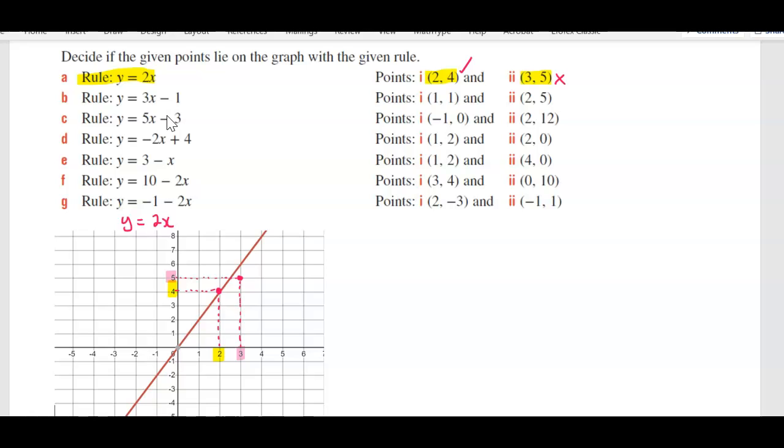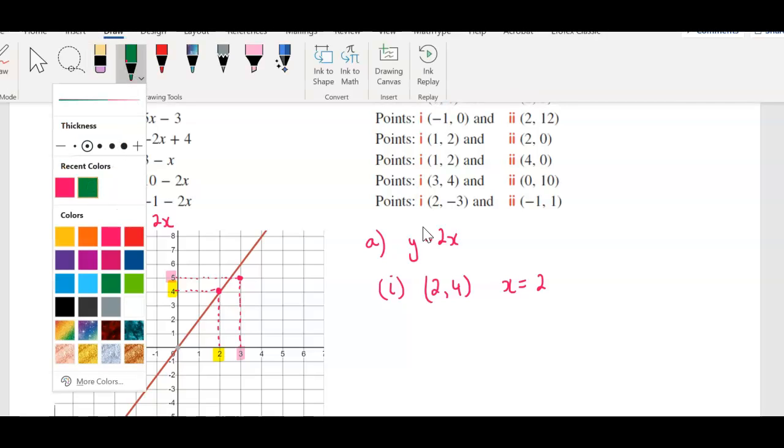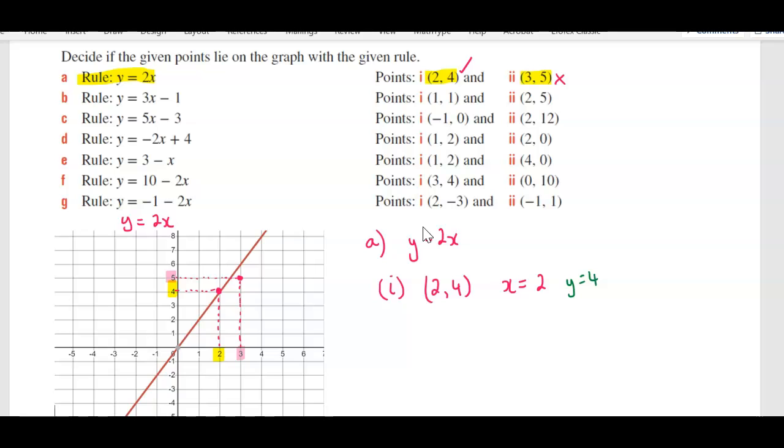All right, so that's just showing you graphically, but if we were doing it by hand, or not using a graph, all we need to do is substitute the point in. So let's have a look at A. So our rule is y equals 2x. So the point, our first one, is 2, 4. So that means x is equal to 2. And let me just do a different color here. And y is equal to 4.